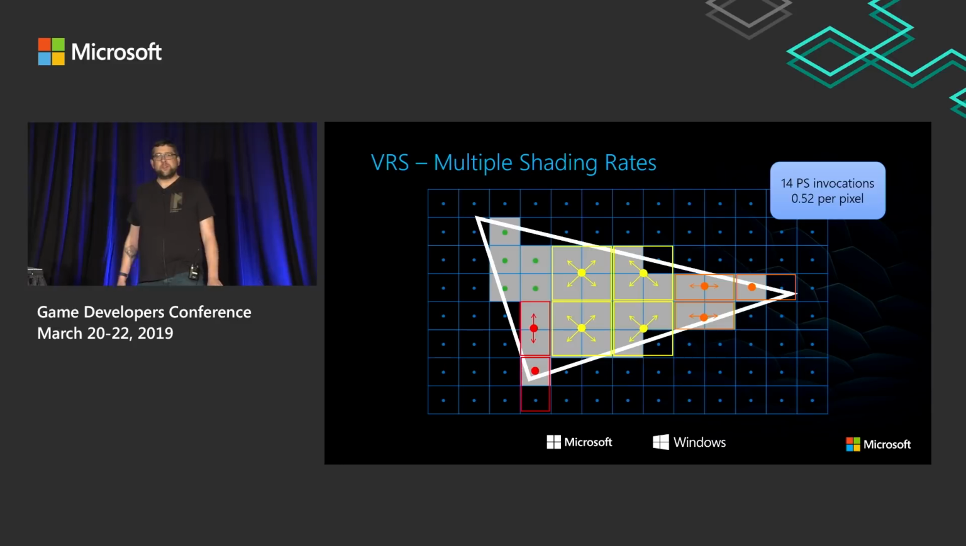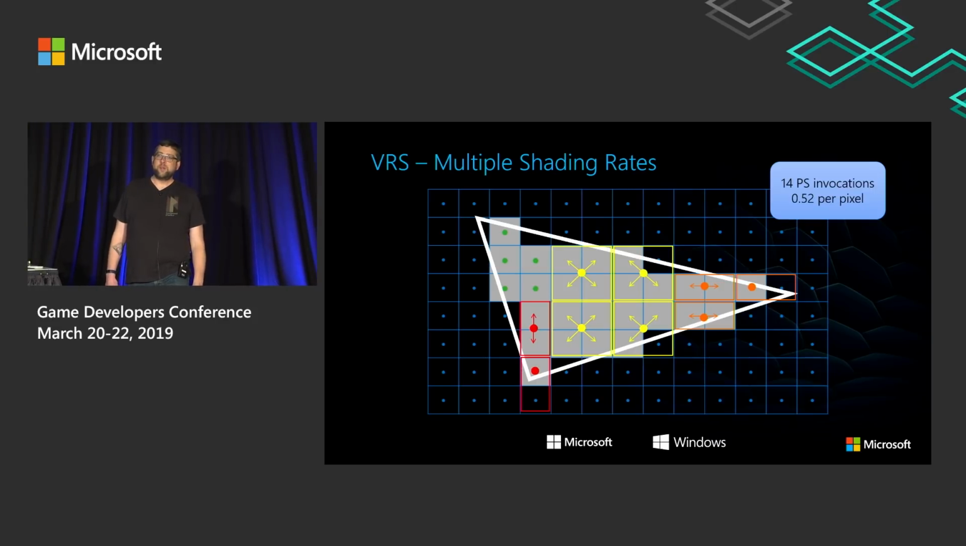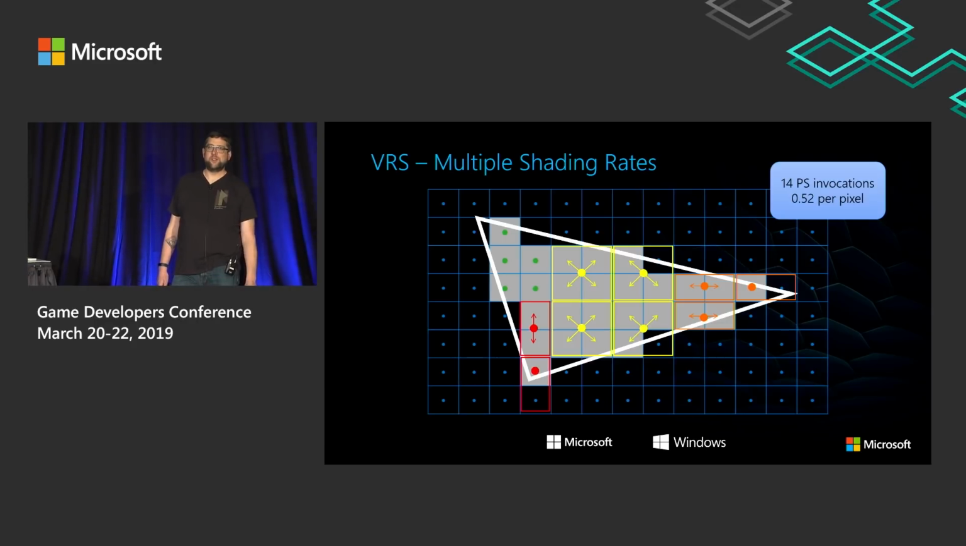The next level of control comes in when I start subdividing even within a triangle. I don't have to just shade the whole thing at 2x2. So in this diagram, I'm using a range of different coarse pixel sizes. I have a few green pixels in the top left where I'm shading at 1x1 full rate. I have a couple of 2x2s. And I also have some anisotropic shading rates where the red in the bottom left, I'm using a 1x2, and then the orange at the right, I'm using a 2x1.